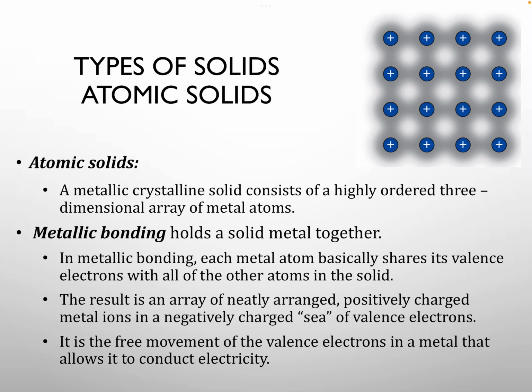Kind of cool though. All right, we have another type of solid, and these are called atomic solids. Okay, and so these are for singular atoms. If you have a singular atom, then you will have an atomic solid. And usually this is only when we have a metal. So this is a metallic crystalline solid. It's going to be a highly ordered three-dimensional array, but only of metal atoms. So this would be something like aluminum or maybe iron, right? This is going to be how those metals come together.